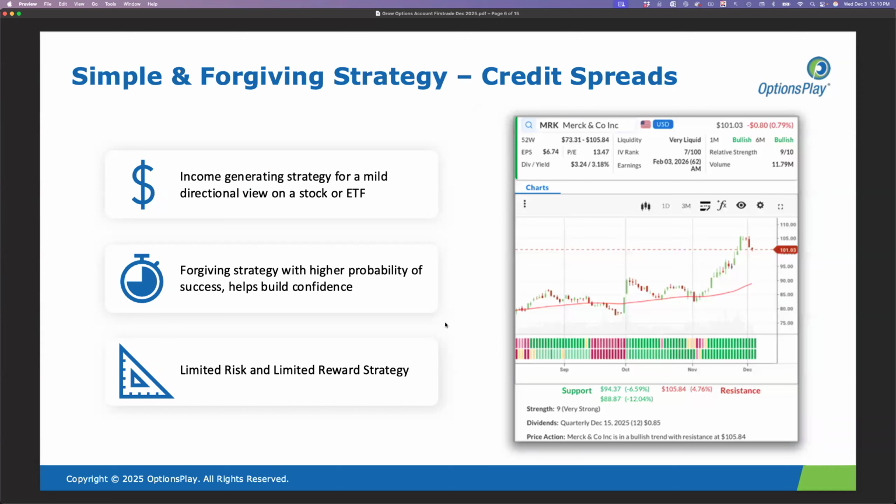So the simple and forgiving strategy that I want to cover today is credit spreads. Credit spreads are an income generating strategy for a mild directional view on a stock or ETF. What that means is that you don't necessarily have to have a strong directional view on a stock. You just have to be able to look at a chart and generally identify whether the stock is trending higher or trending lower. That's it. As long as it's trending in one direction or another, you generally have the precursor for a credit spread trade.